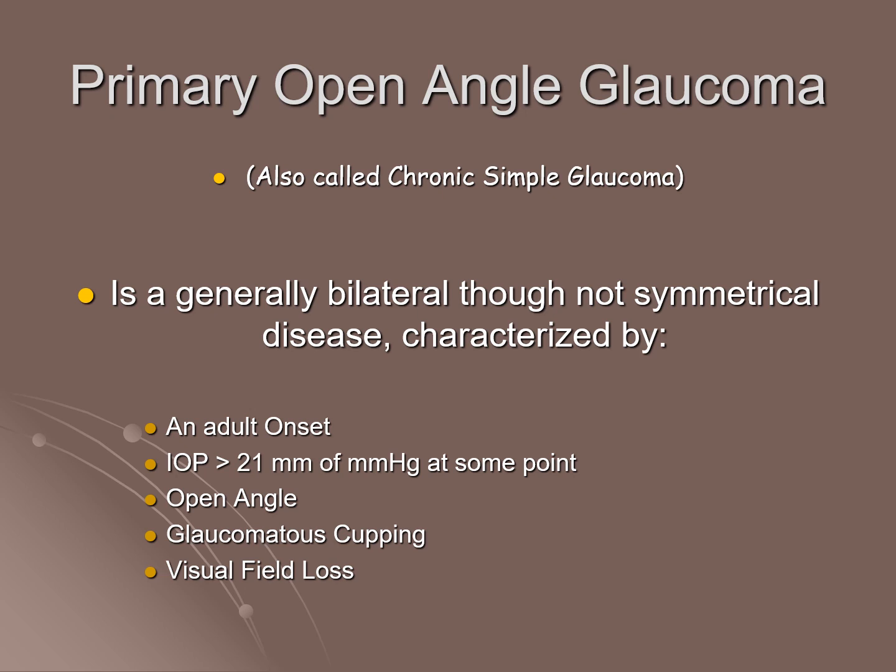Primary open-angle glaucoma is also called chronic simple glaucoma. It is generally a bilateral, though not symmetrical, disease. It is characterized by raised intraocular pressure more than 21 millimeters of mercury, open angle, which means the anterior chamber angle is open, glaucomatous cupping, and visual field loss. Out of these three, at least two should be present to diagnose a case of glaucoma.